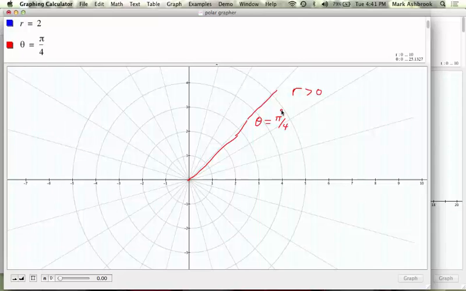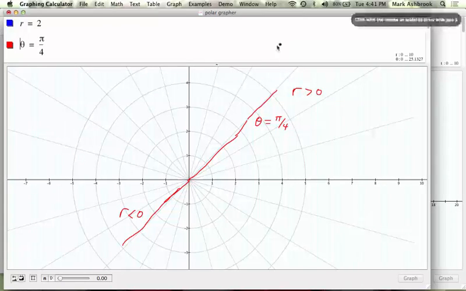So if you allow r to be negative, r negative means you go backwards. So you're right, this would be theta equals pi over 4. You can draw it for values of r less than 0. So oftentimes you'll specify that r is greater than 0. And if that were the case, you would just get this part in the first quadrant. But if r can be less than 0, then yeah, it's the whole line.